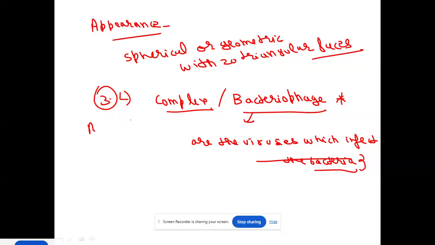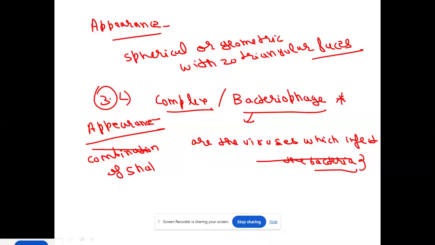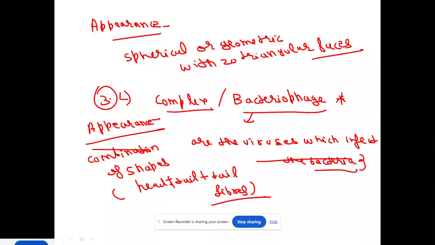So what about the appearance? Its appearance is a combination of many shapes. If we study the structure of the bacteriophage, it consists of the head, tail plus tail fibers. In the next lecture we will discuss the diagrams. Only diagrams we will discuss in the next lecture. In today's class, I'm giving you an outline about the shapes. So head, tail plus tail fibers, a combination of these shapes.